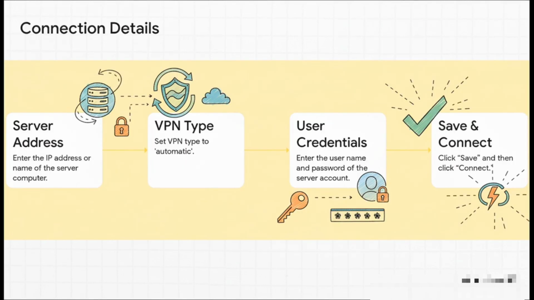Okay, this is it, the final piece of the connection puzzle. In that server name or address box, you're going to type in the public IP address of your server. Leave the VPN type on automatic. And this part is absolutely crucial. You have to enter the exact same username and password for the account you checked off back on the server.